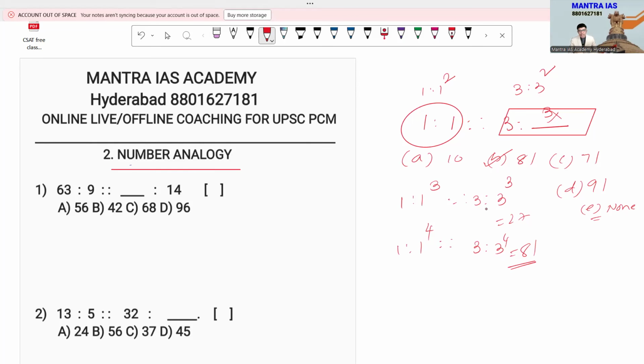In the same style, sometimes they can give the right side logic and simply ask what the left side is, with one blank. It could be squares, multiplication, addition, subtraction, anything. Whatever the logic is, we have to apply the same thing to the other side. That's the topic, number analogy.